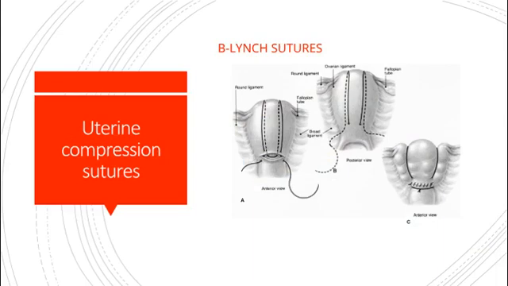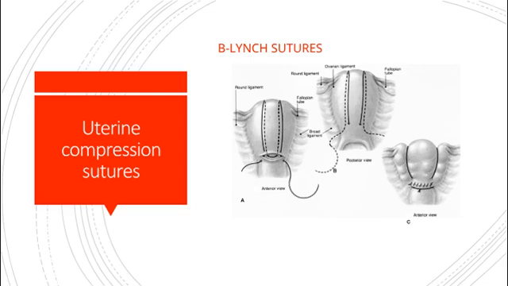Some patients will continue to bleed despite the treatments already discussed. These patients will need to be taken for laparotomy and counseled that a hysterectomy may be the only way to stop their bleeding. At laparotomy, placement of compression sutures in the uterus may be a way to stop bleeding, which avoids a hysterectomy and preserves fertility.